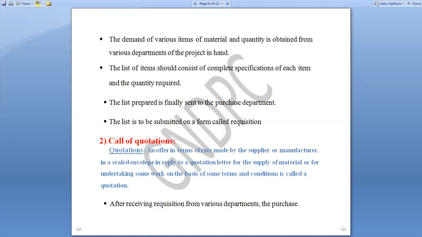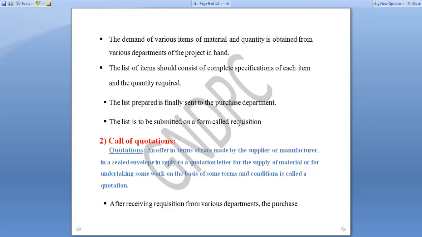Now, the requisition forms are always submitted in triplicate. Two copies are sent to the purchase department, and one copy is kept as a record with the department sending the requisition form. Next is call of quotations.